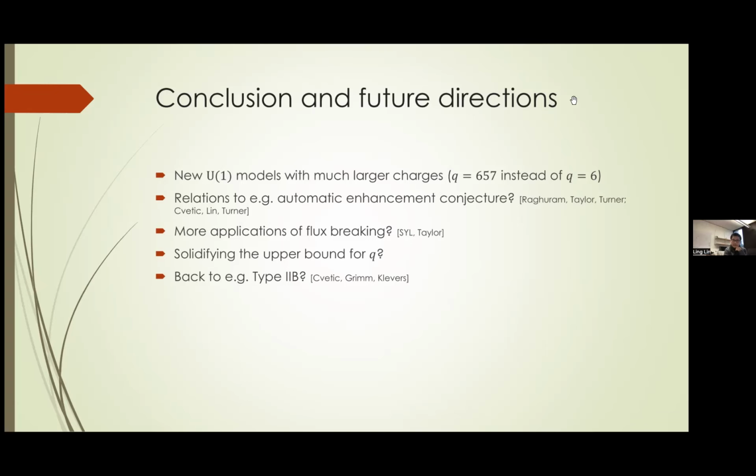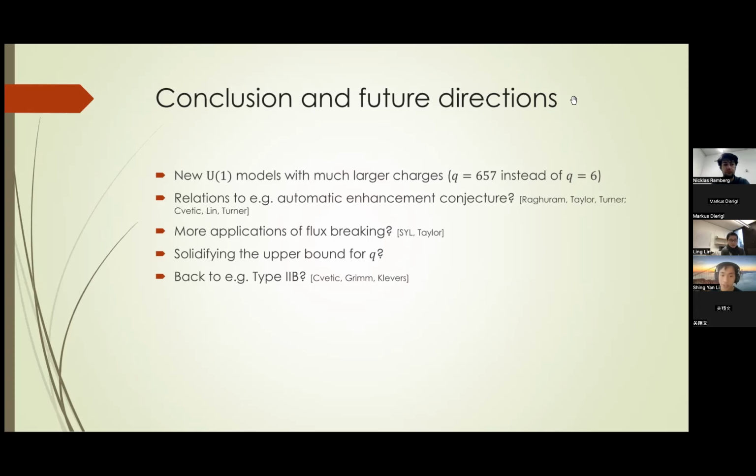Okay. Thank you very much, Ian. Are there any questions? Maybe I can ask a question about this automatic enhancement aspect of this 4D model. In what sense is it related, and in what sense are you evading it, in the particular G2 example that you wrote?